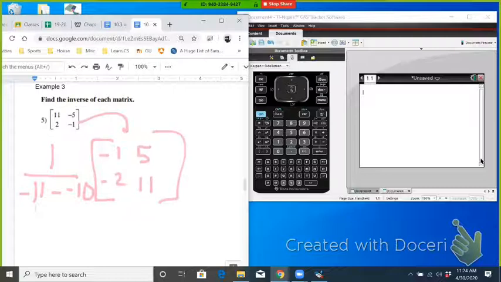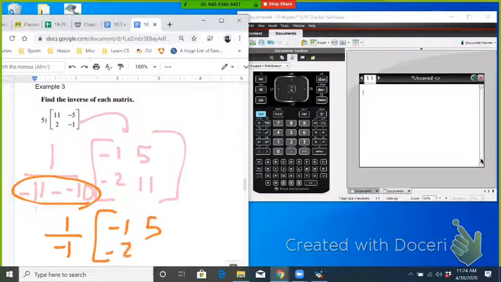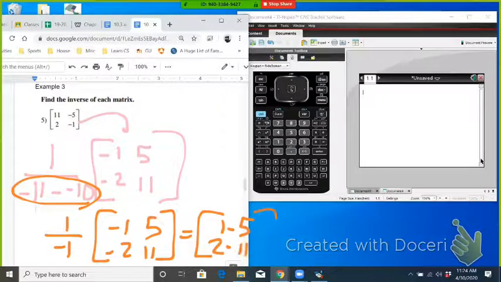Okay. Now this part down here turns out to be 1 over negative 1, because it's like negative 11 plus 10. And then that just simplifies to negative 1. And then if you distribute that negative 1 into all of these entries, you get this matrix right here. All right, 1, negative 5, 2, and negative 11.